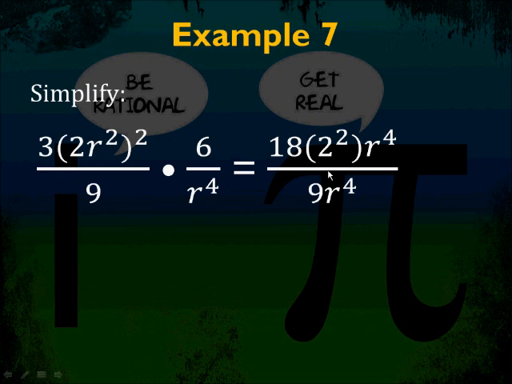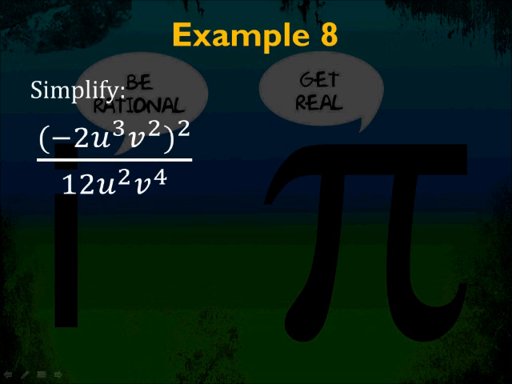Now, you can see that 18 and the 9 divide into each other, so you're left with a 2 on the top. The r fourths are going to cancel out. So you get a 2 times 2 squared, which is 4. 2 times 4 is 8. That was a pretty simple answer. Just because you see a lot of letters doesn't mean there are going to be letters in the answer.